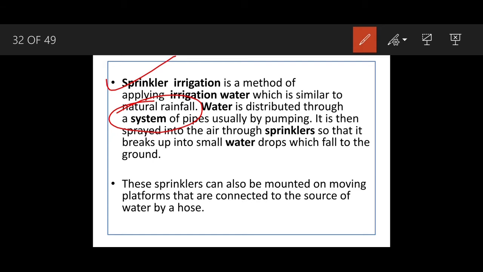to the ground. Now children, in spite of a huge amount of water falling onto the ground, if drops of water fall, then the moisture will be maintained and there will be no water logging.